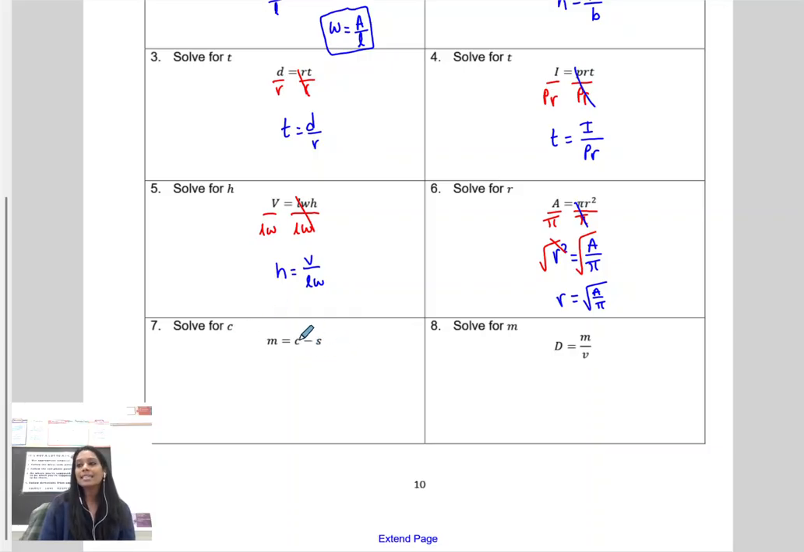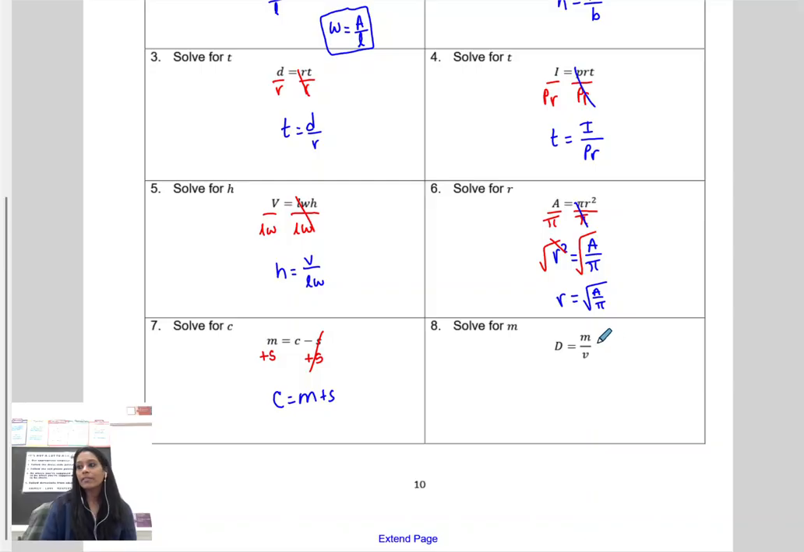So I'm solving for C, so I need to get rid of the S and also technically this minus sign. So it's C minus S, so negative S basically. So I need to add S on both sides, okay? So that's how you get rid of that. So you have C equals M plus S, and that's my answer. And then on this one, it's being divided out. So I'm solving for M, and it's M divided by V.